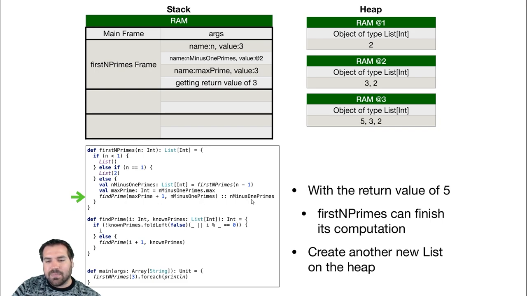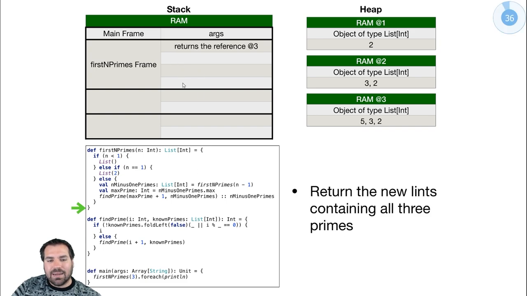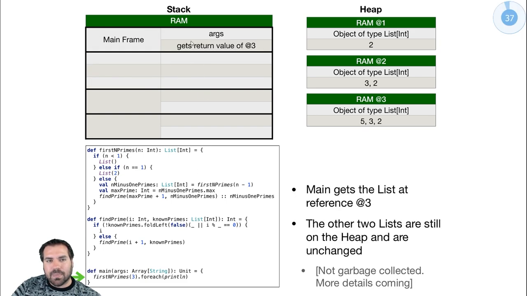Returns 5, prepends that to at 2, which is 3 and 2, creates a brand new list with 5 prepended to it, returns a reference to that list, and then the main method is going to get this reference at 3. So we created 3 different lists throughout the execution of this program. Each time we prepended to a list or created a brand new list, as we did with the base case. So we created 3 new lists.